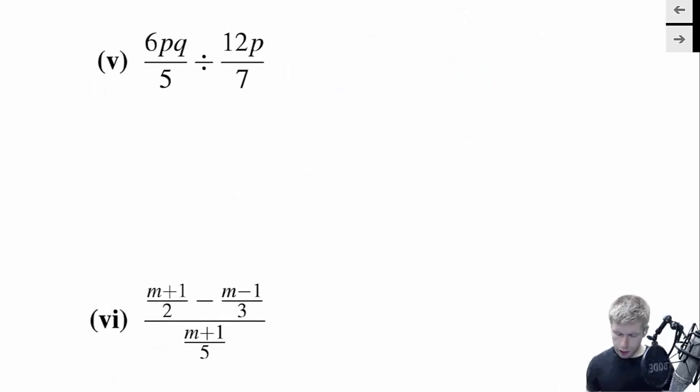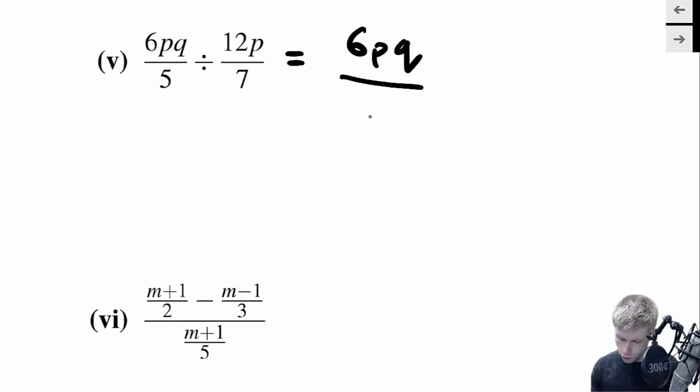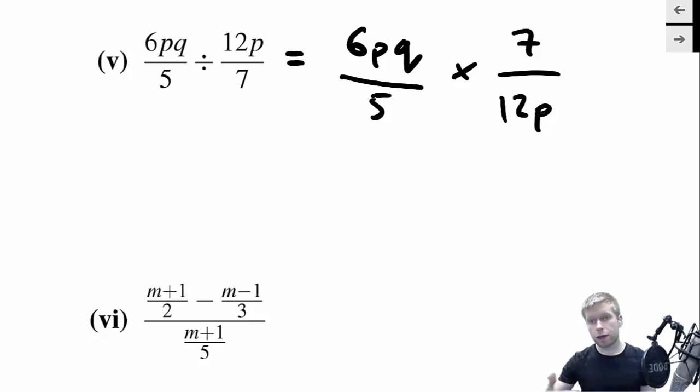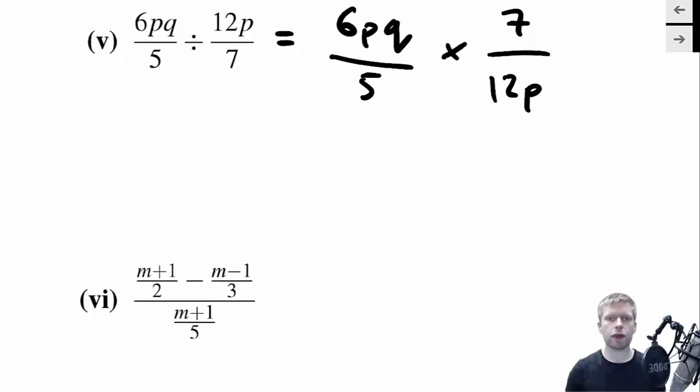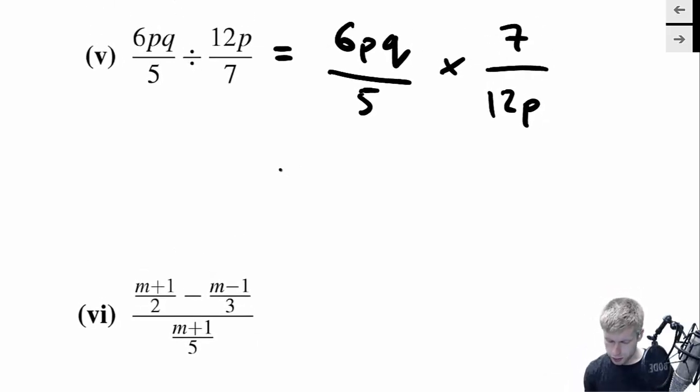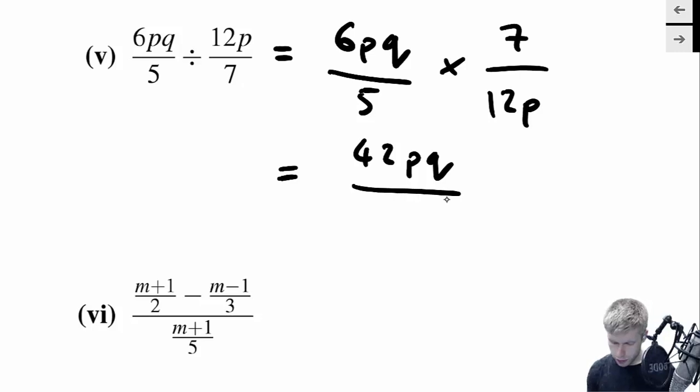If you have a look at this one then, I multiply by the reciprocal, so 6pq over 5 times 7 over 12p. Now, if you don't like my cancellation method, then just simply multiply them all together and then do the cancellation last. So 6pq times 7 makes 42pq. And the denominator, 5 times 12p, well, that makes 60p.